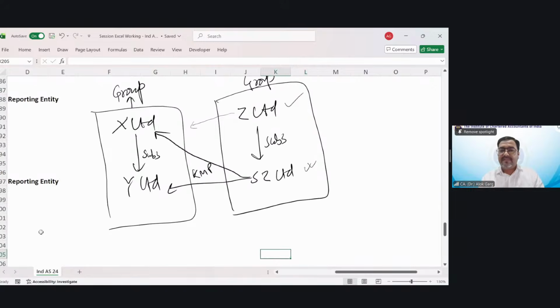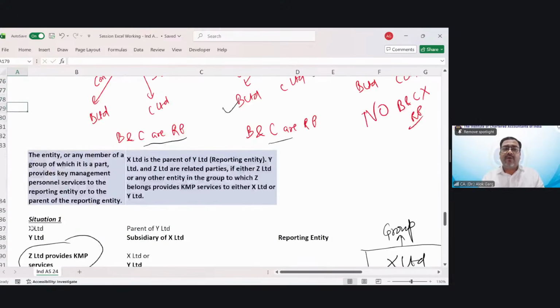Is that clear? Did you understand this? So now what happened? The entity means Z Limited or any member of the group of which it is a part, which is SJ Limited, provides KMP services to the reporting entity or to the parent of the reporting entity, right? So that entity or that group will become related party to that reporting entity or to the parent of that reporting entity. Is that clear or not clear? Did you understand or not?